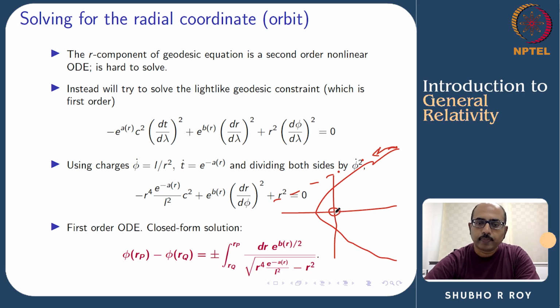So for a given value of r, radial separation, we can see there are two solutions which have the same value of r. So this plus and minus will correspond to the upper limb and the lower limb, the incoming part and the outgoing part. So phi is a double valued function. Okay, so we write down a closed form solution.